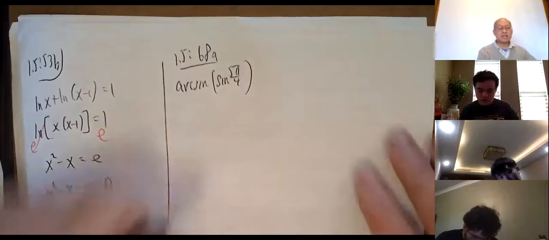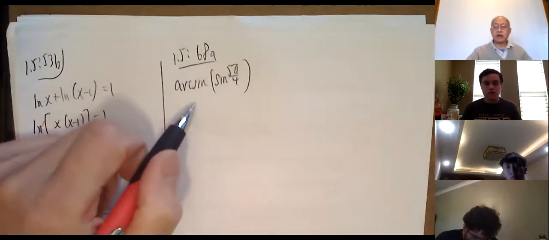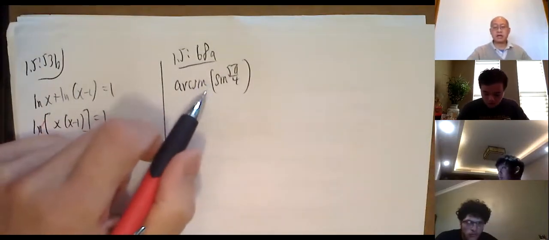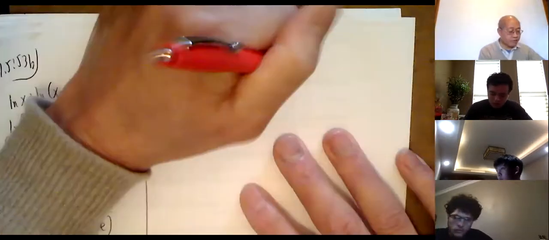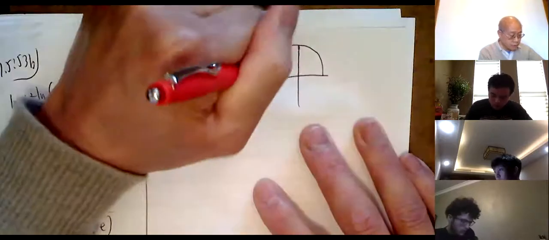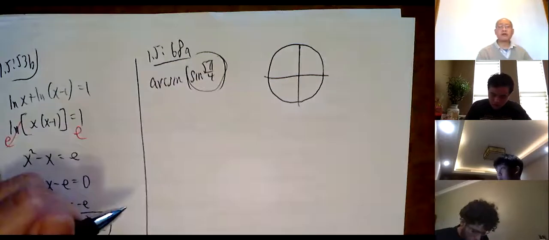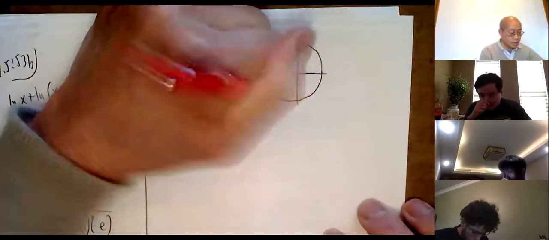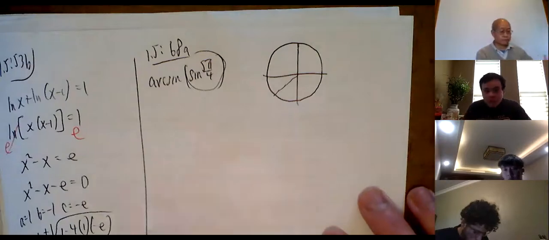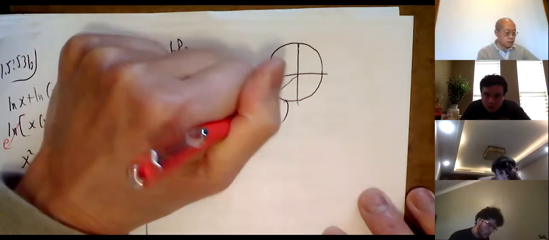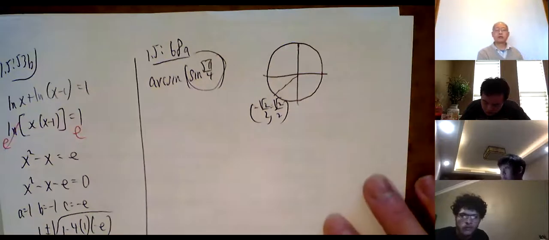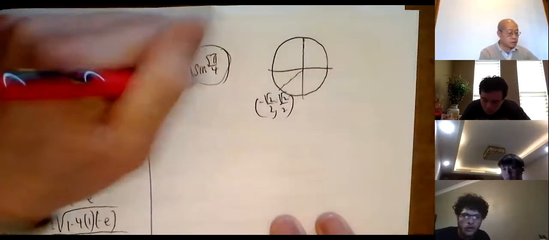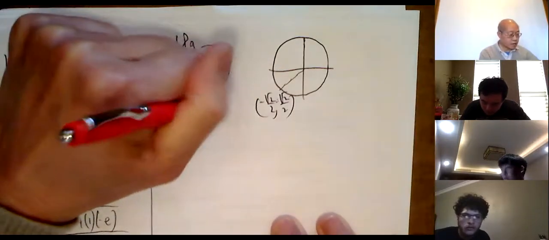Yeah, this is kind of deceiving. At first glance, you might want to just say, oh, cancel the arc sine and the sine. That doesn't work here. So by order of operations, you do this first. Sine of 5 pi over 4. Where is 5 pi over 4? That's over here. Both x and y are negative radical 2 over 2. So this thing right here is negative radical 2 over 2.